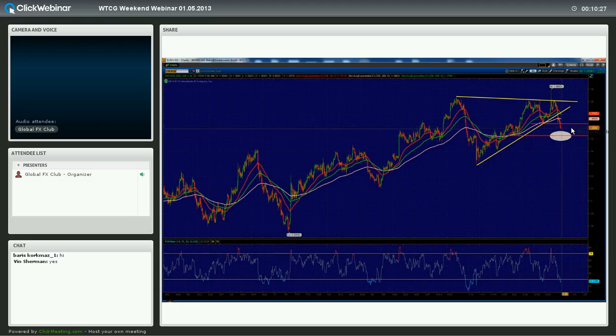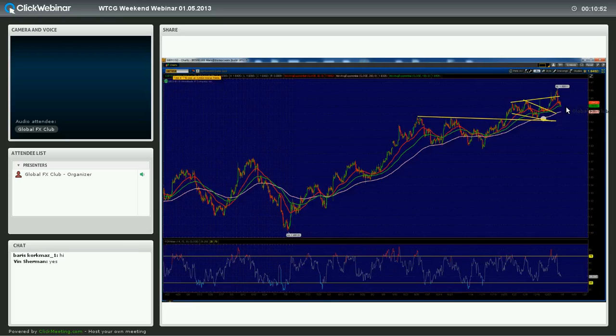I would fade a move up. Depending on how it looked, I'd be looking to maybe take a short on a move up towards that 136.15 area. We'll have to see how it develops, though. I'm not going to force anything on the euro. I do like the euro dollar to continue to move lower, though, so it is a question of finding setups on that.